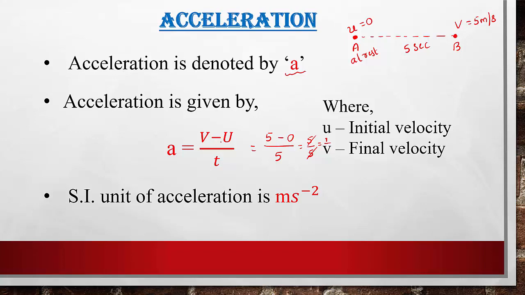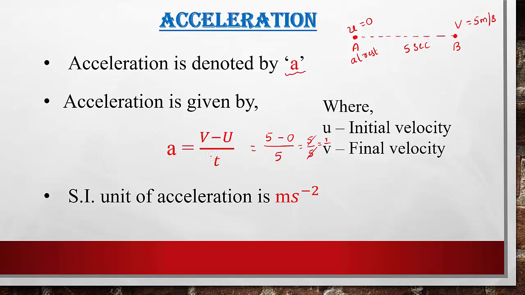So why do we have to write V minus U? Because acceleration is change in velocity with respect to time. Change in velocity means final velocity minus initial velocity. Final minus initial value, that gives change in the velocity, divided by time taken. So initial velocity is denoted by u, final velocity is denoted by v. So acceleration is given by a equals v minus u divided by t. So this is the equation for acceleration.